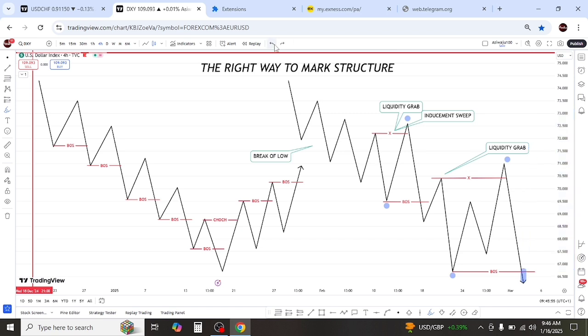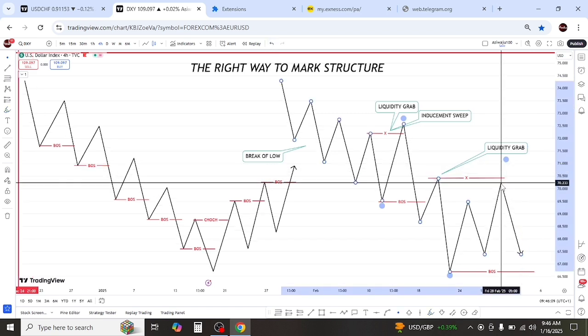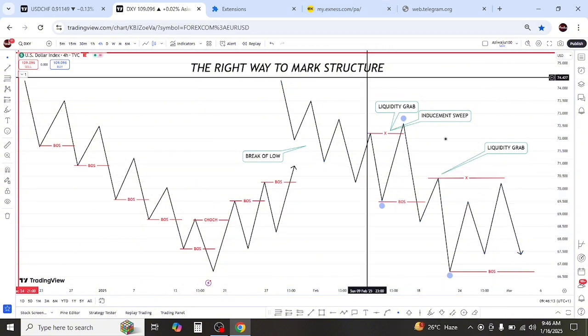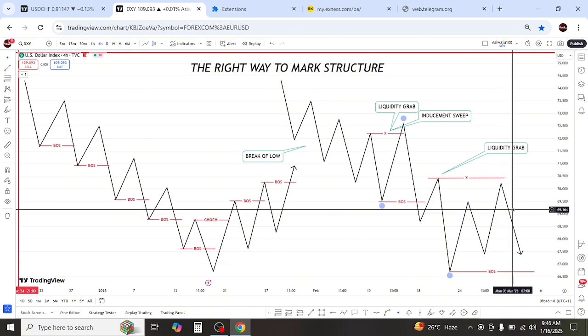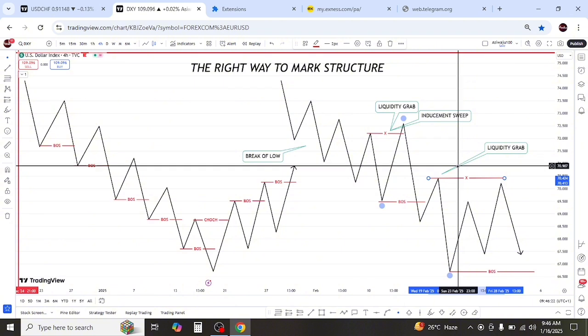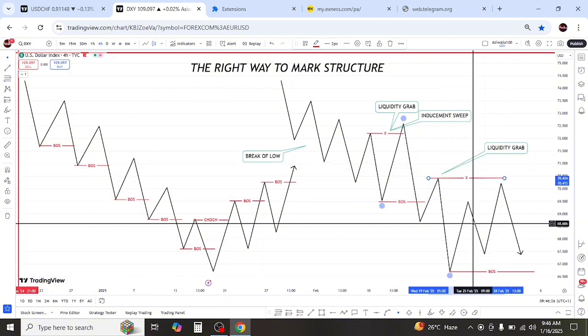But let's say something happens, price doesn't break this high or this low. Let's say we have something like this in the market. Price didn't take any liquidity here. Price did not sweep or grab any liquidity here, and we don't have any break of low here. So all these moves are just internal moves.